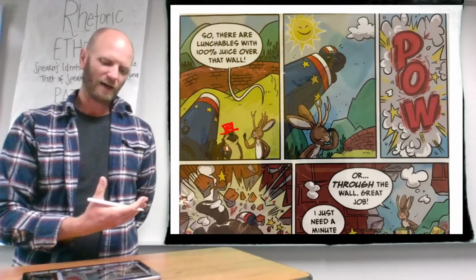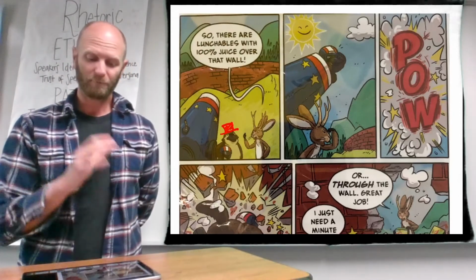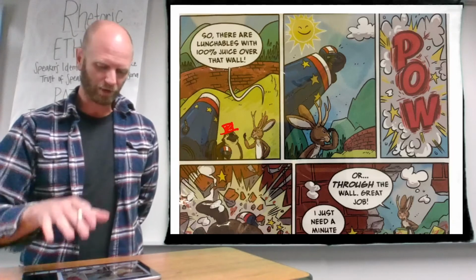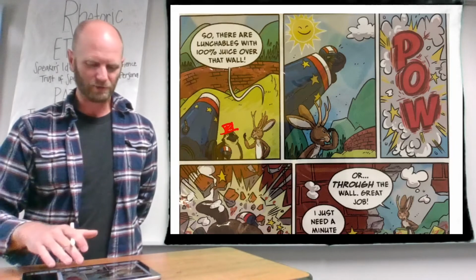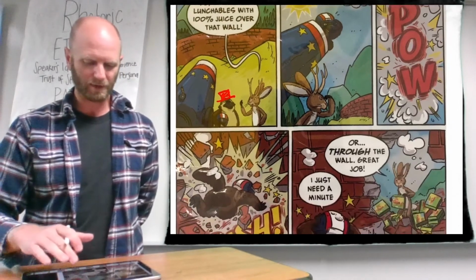Platypus and a jackalope talking about Lunchables. Okay. Notice what they say. It's this cute little cartoon. Jackalope's like, hey, 100% Lunchables with 100% juice over that wall. And platypus, of course, is like, boom.